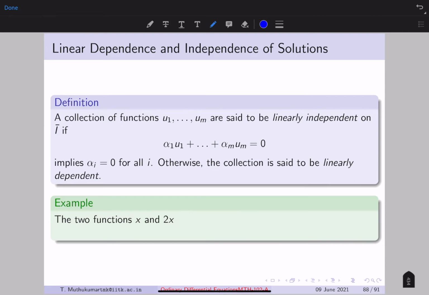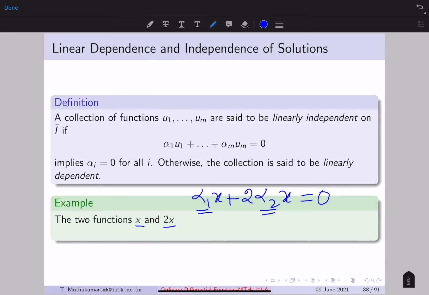Let's verify them with examples. Now take two functions, x and 2x. These are continuous functions. Are they linearly dependent or linearly independent? What should you check? You should check that if alpha 1 x plus alpha 2 times 2x is 0, does it necessarily imply that alpha 1 and alpha 2 should be 0?